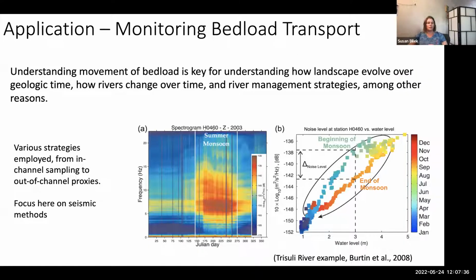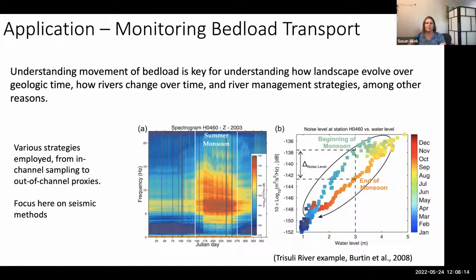So I'll start with the application of seismic methods to understand how bedload is transported in river systems. This is an important issue in earth sciences, as it touches on landscape evolution, erosion, and practical concerns about river management. Various methods and data are used to characterize transport, some within the channel, some outside of it. I'm going to focus on using seismic information to help characterize the process.